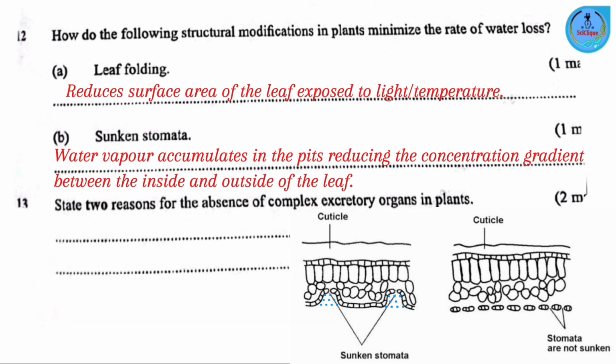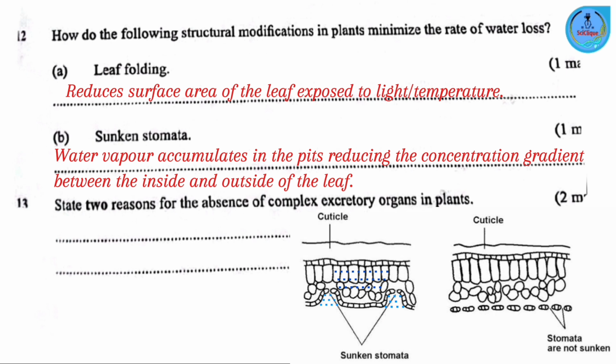Now, coming back to our pits, when these pits accumulate water vapor, you're going to have a scenario whereby the concentration gradient is lowered, because you're going to find that there's a lot of water vapor accumulating within the pits, a lot of water vapor within the leaf itself. So the concentration gradient reduces. This makes it harder for water to be lost to the surrounding. So what happens next? It's going to reduce the amount of water vapor that is lost.